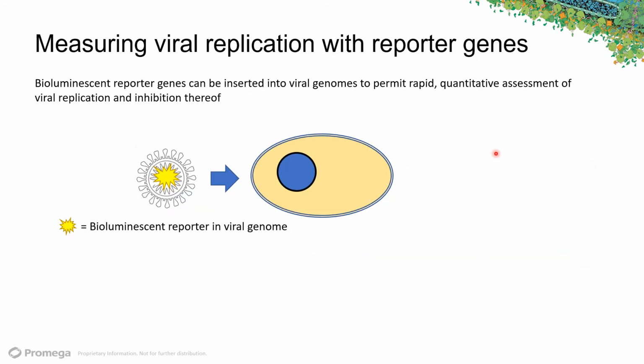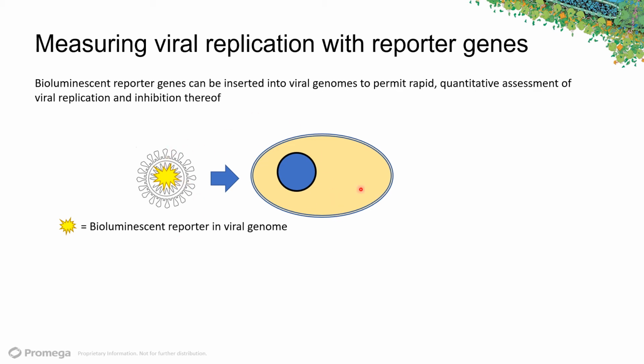So again, this is a process that we can study using the power of bioluminescent reporter genes. And again, these bioluminescent reporter genes can be incorporated or inserted directly into the viral genomes. And this allows us to rapidly and quantitatively measure virus replication or the inhibition thereof. So just as an example here, we're imagining a scenario where we've incorporated this bioluminescent reporter into the viral genome.